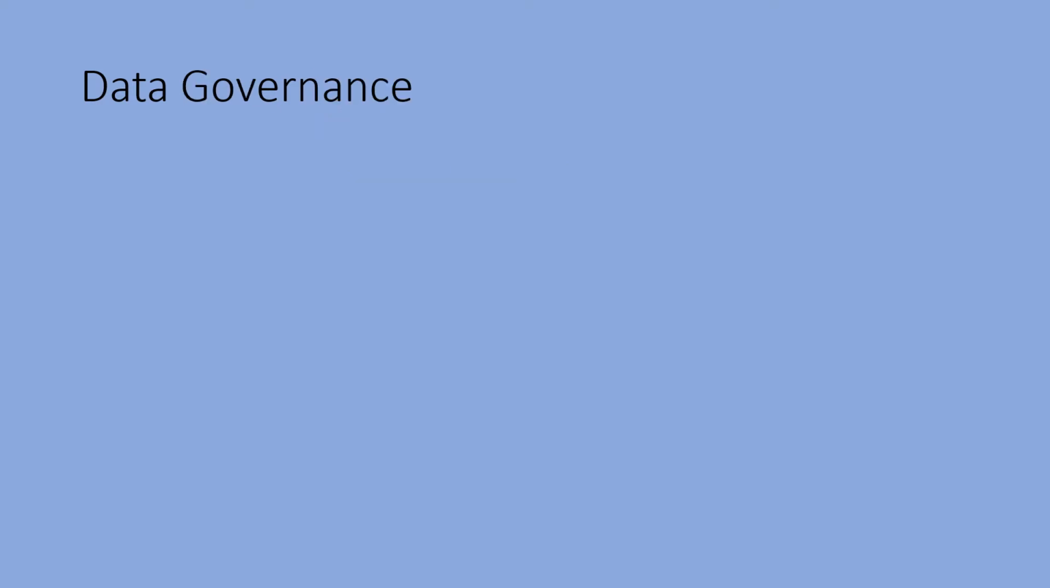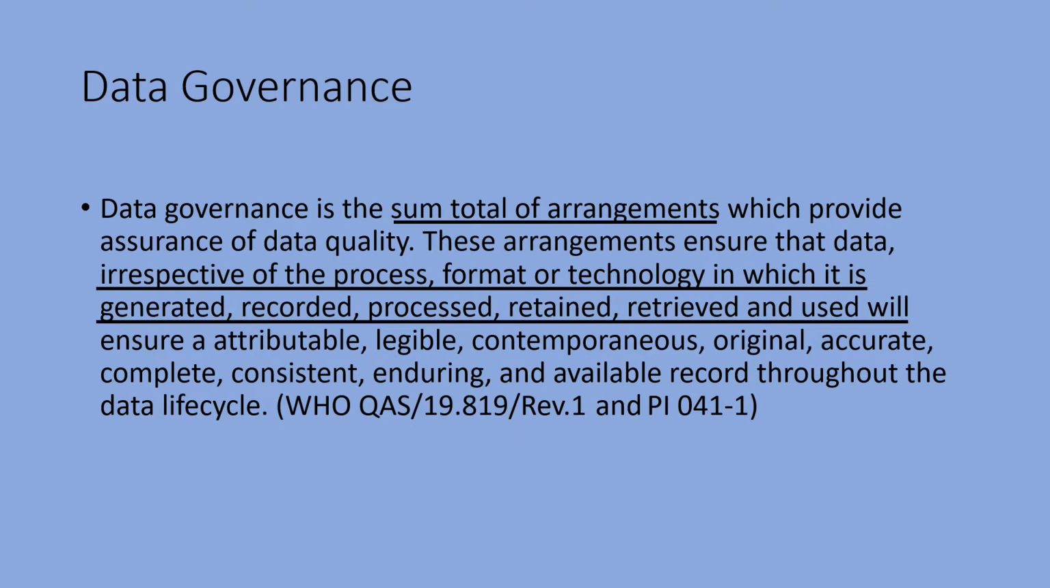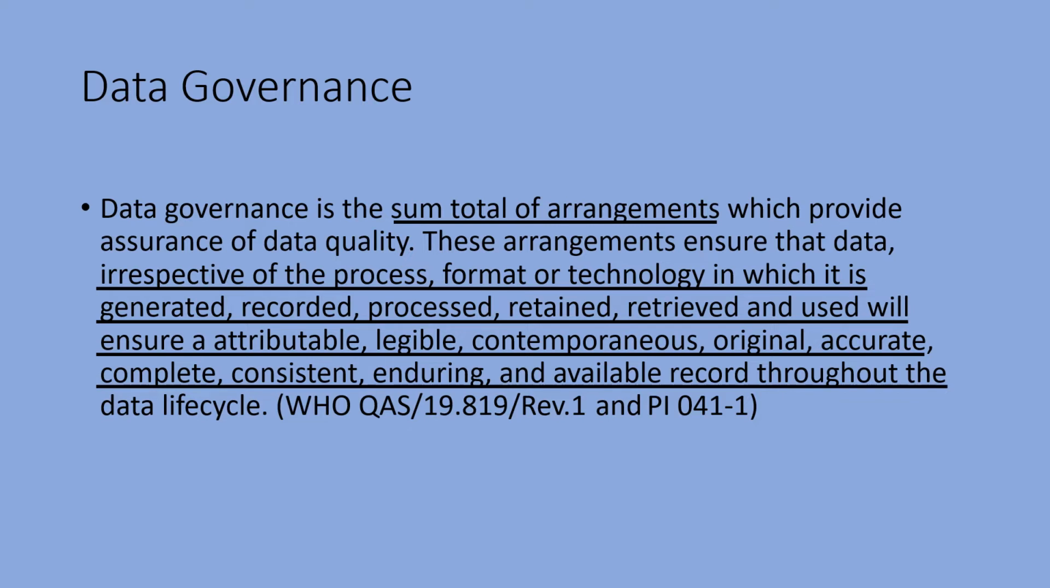What is data governance? Data governance is the sum total of arrangements which provide assurance of data quality. These arrangements ensure that data, irrespective of the process, format, or technology in which it is generated, recorded, processed, retained, retrieved, and used, will be attributable, legible, contemporaneous, original, accurate, complete, consistent, enduring, and available throughout the data life cycle.